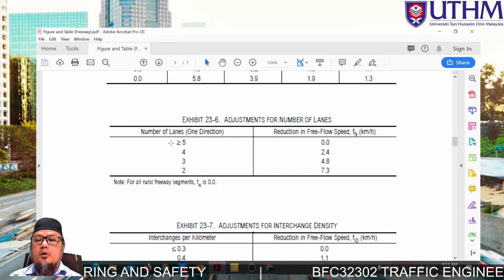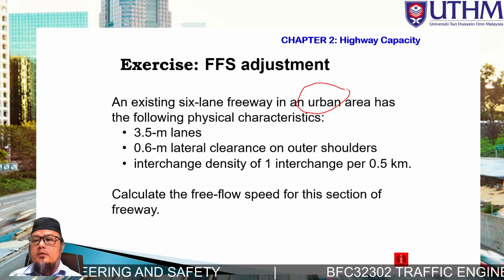Look at this particular solution. First, read this one: 6-lane freeway in an urban area. Looking at this, urban area, that's the point. The lane width is 3.5. This one is FLC, and this one is FID. Remember, this one is the factor for lane width, this one is the factor for lateral clearance, and this one is the factor for ID.